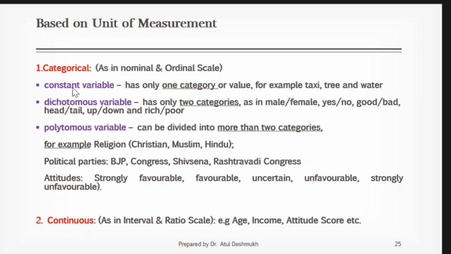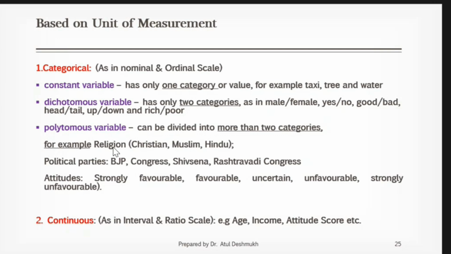Now, categorical variables, again, have three categories: constant variable, dichotomous variable, and polytomous variable. Constant variable has only one category, for example taxi, tree, car. It's a single category. There are no multiple categories. Dichotomous means there are two categories like male, female, yes, no, good, bad, head, tail, up, down. Whenever there are two possibilities, you call it a dichotomous variable. And whenever there are more than two possibilities or categories, that is called a polytomous variable.